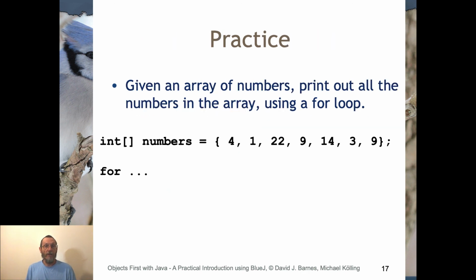To finish this section, just a few exercises that you might like to think about trying, just to see whether you've got the hang of the array syntax and the use of for loops with arrays. So suppose we have an array with some numbers in it. How would we write a for loop to iterate over that array and print out all of the numbers, one per line?